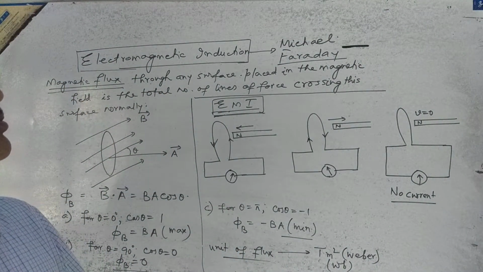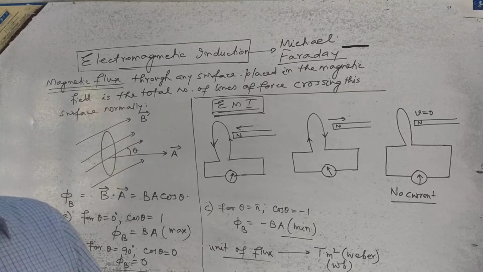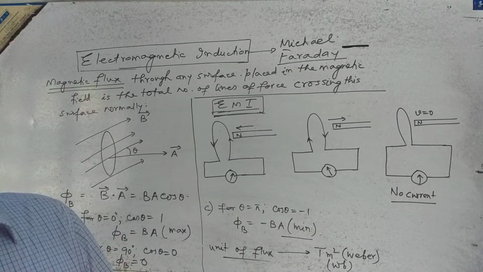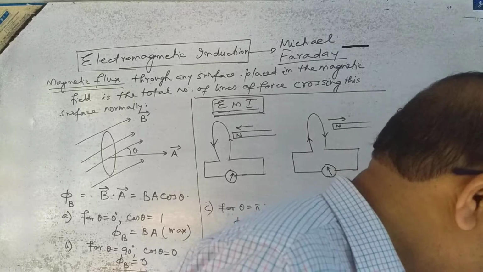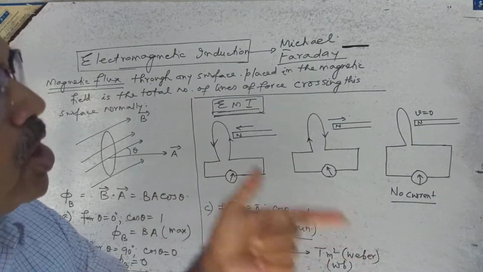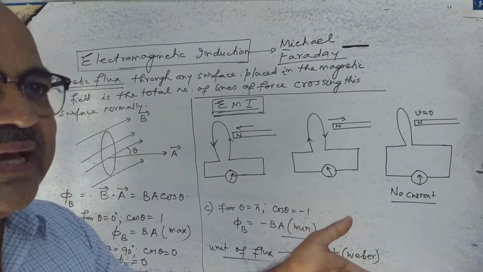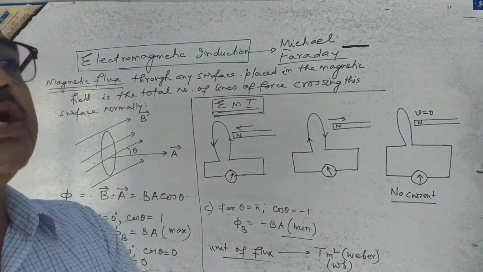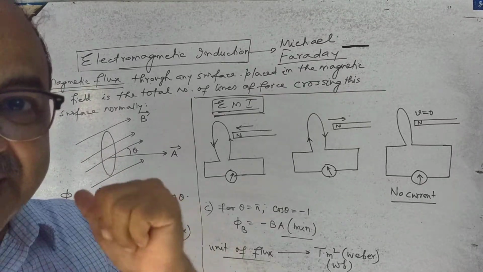due to the change of the flux through a closed coil or the closed circuit. I repeat, it is the phenomenon of production of the induced current and hence induced EMF due to the change in the flux through a closed circuit or a closed coil. Now let us see what does it mean.